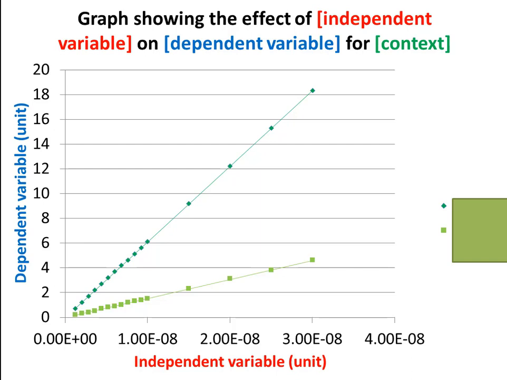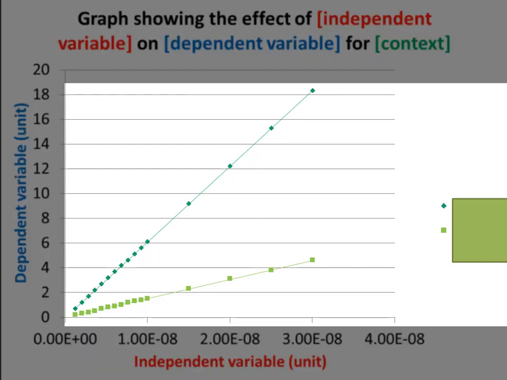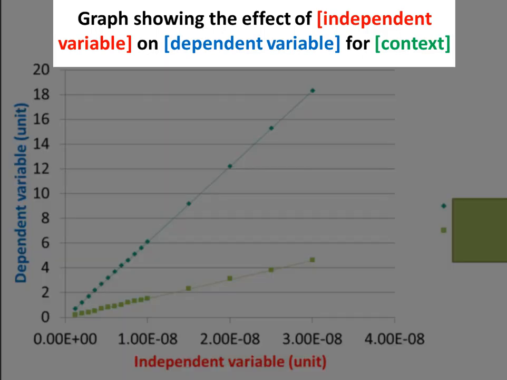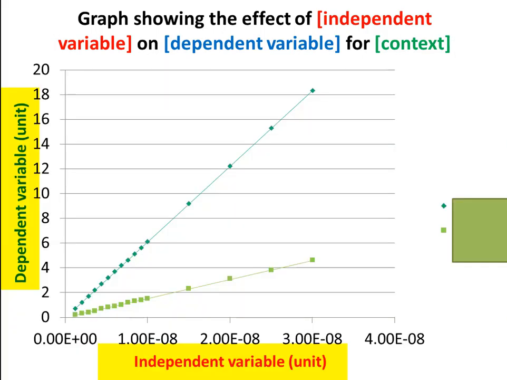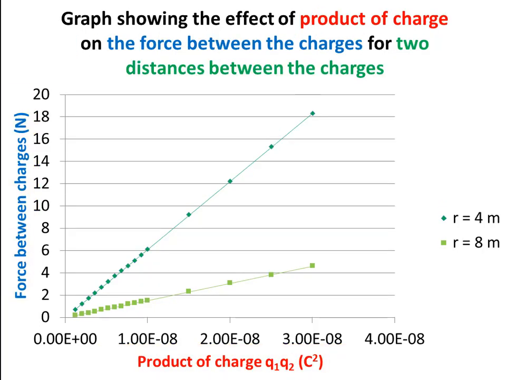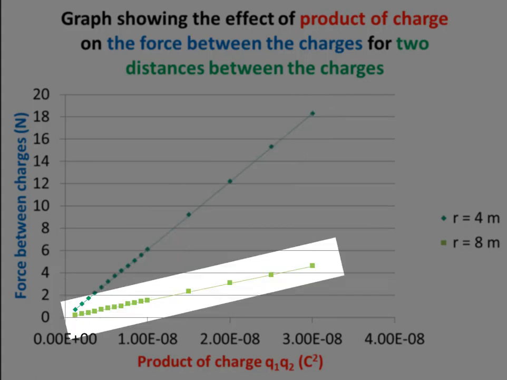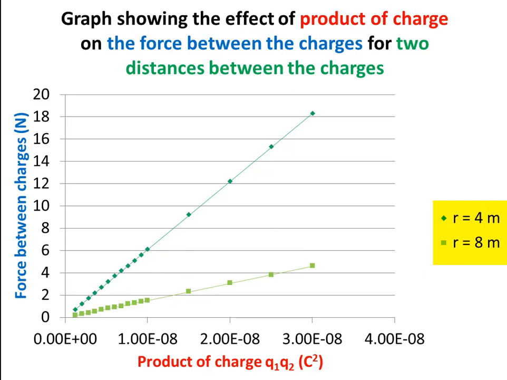What you need to decide is which of these two lines shows the 4-meter separation and which one shows the 8-meter separation. And then you also need to decide how to complete the heading of the graph and what labels should go on each of the axes. The dark green line is the 4-meter separation and the light green line is the 8-meter separation. The separation distance can be written as r.